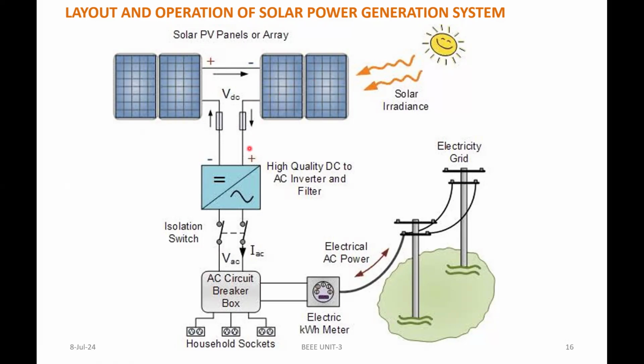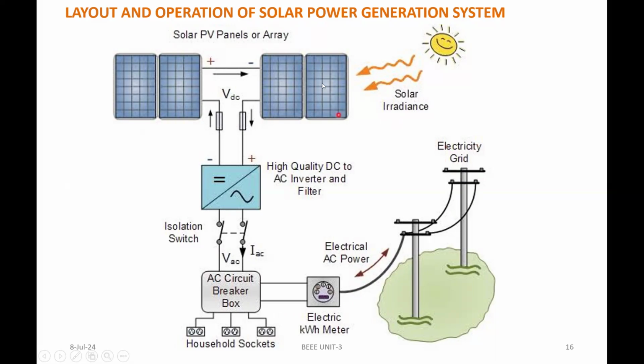DC electricity, this one, positive and negative, stands for DC, direct current. The direct current is again converted into AC by placing an inverter here. An inverter is a device which converts DC to AC. Then we can give it to the gearbox or household sockets here. For efficient transmission, we can step up that voltage via a transformer in order to match the grid voltage.